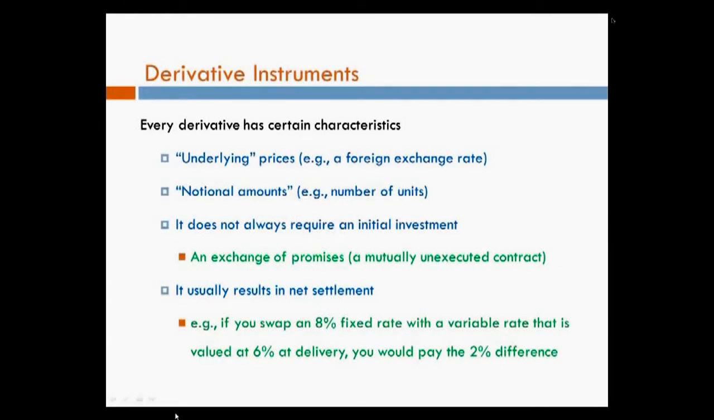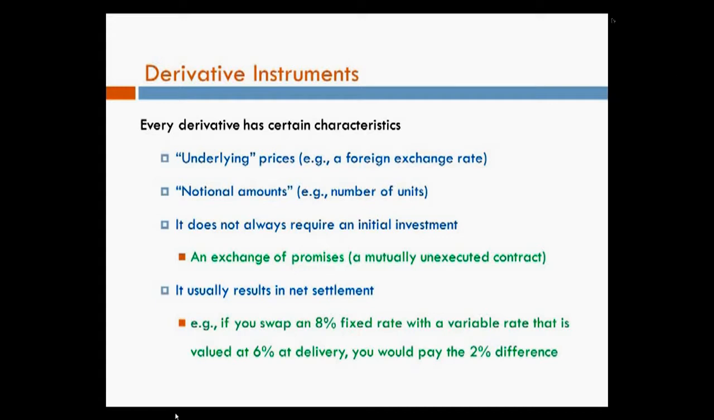Every derivative has a few characteristics. It has an underlying price, for instance, the foreign exchange rate that you're locking into. It has a notional amount, which is a number of units that you'll be purchasing. It doesn't always require an investment. There's no money that trades hands at the point of the derivative. It's an exchange of promises for the future. So it's a mutually unexecuted contract at the point of agreement.